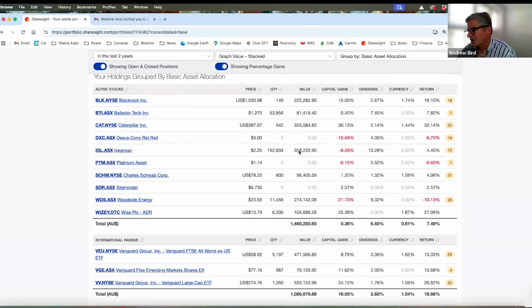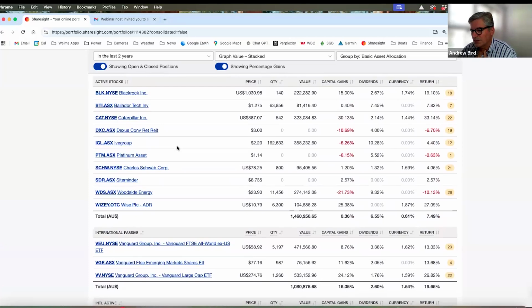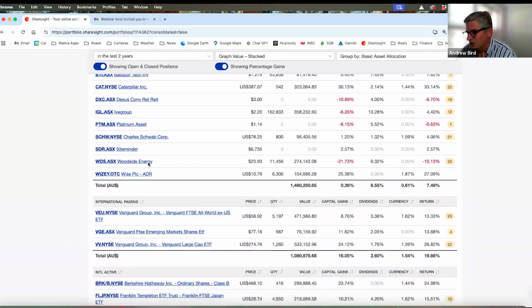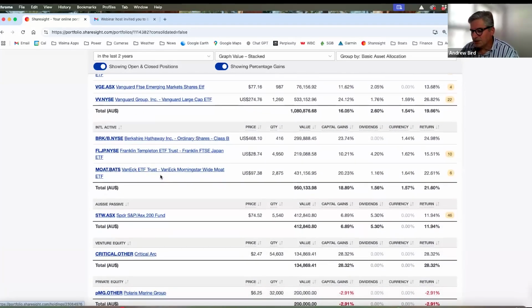IGL is a company I'm actually on the board of. It's a small cap listed marketing services and printing company. There's others like, what's another one? Platinum Asset Management. I no longer own that, but I did. SiteMinder, Woodside, etc. So that's the Aussie exposure.